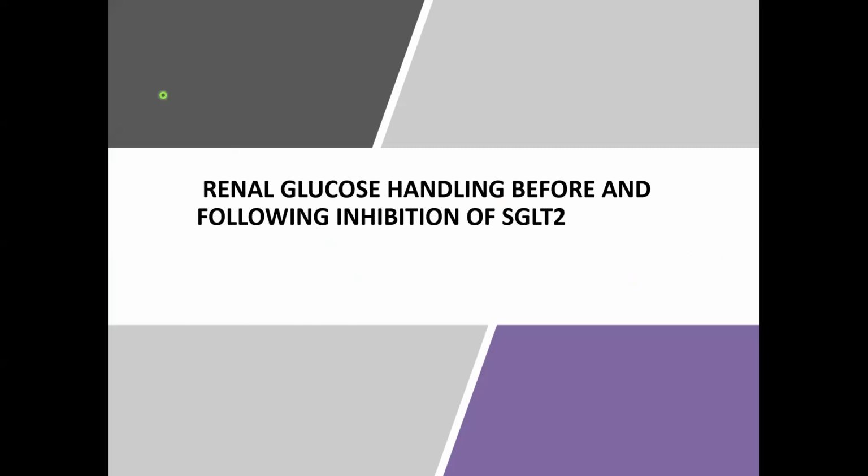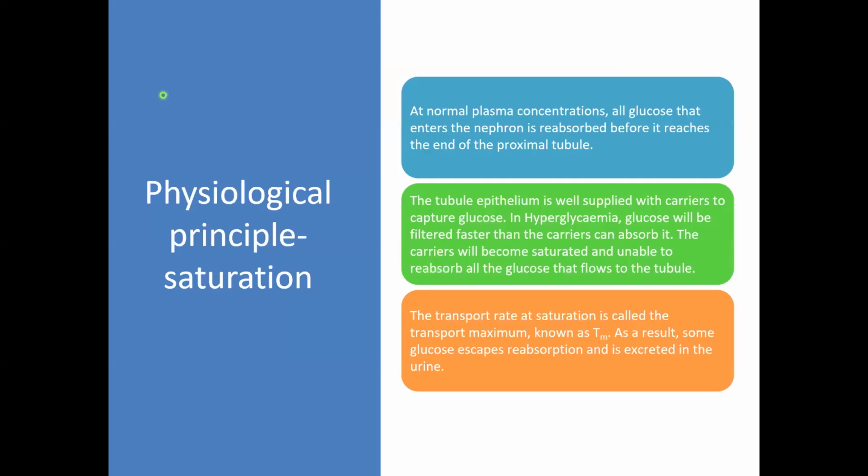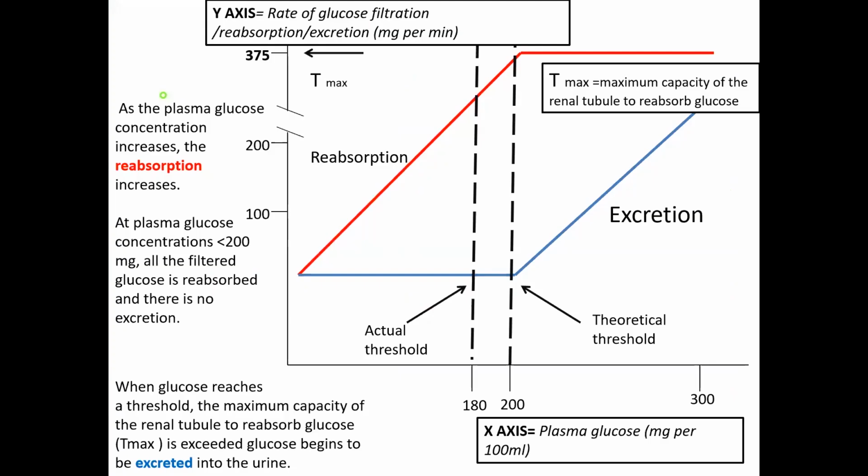These are just a small description of renal glucose handling. The physiological principle is saturation. At normal plasma concentration, all the glucose that enters the nephron is reabsorbed. The tubule epithelium is well supplied with carriers to capture glucose. If hyperglycemia, glucose will be filtered faster than the carriers can absorb. The carriers will become saturated and unable to reabsorb all the glucose that flows to the tubule. The transport at saturation is called the transport maximum.